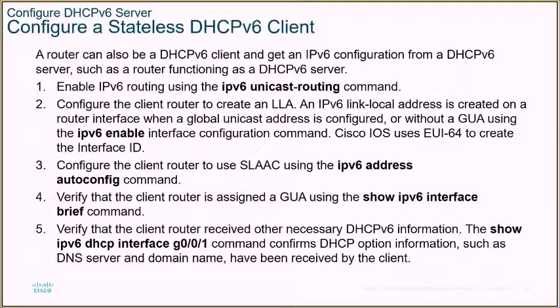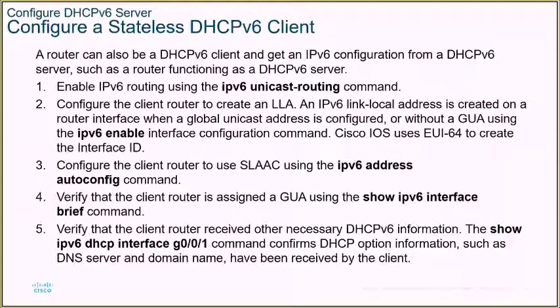All right, so configure a stateless client. Well, that's not tough. Oh, sorry, the router is a stateless client. So again, you still need IPv6 unicast routing. You then need to configure the client router to create a link local address. The IPv6 link local address is created on the router interface when global unicast information is configured, or without a GUA, you can use the IPv6 enable command.